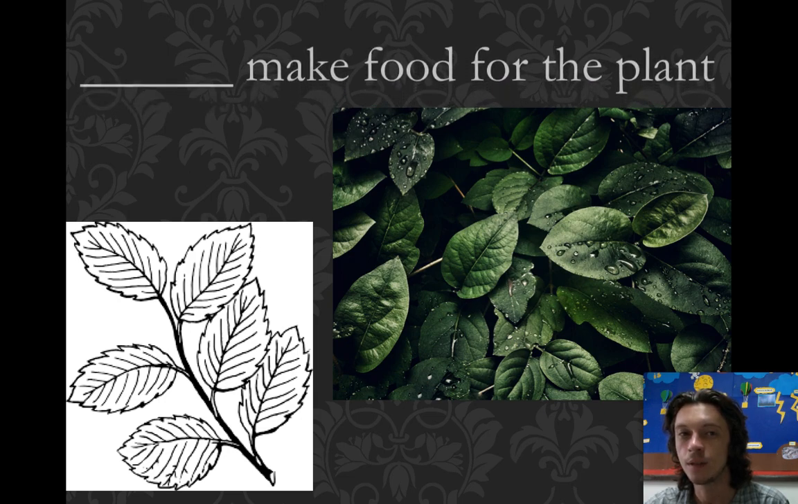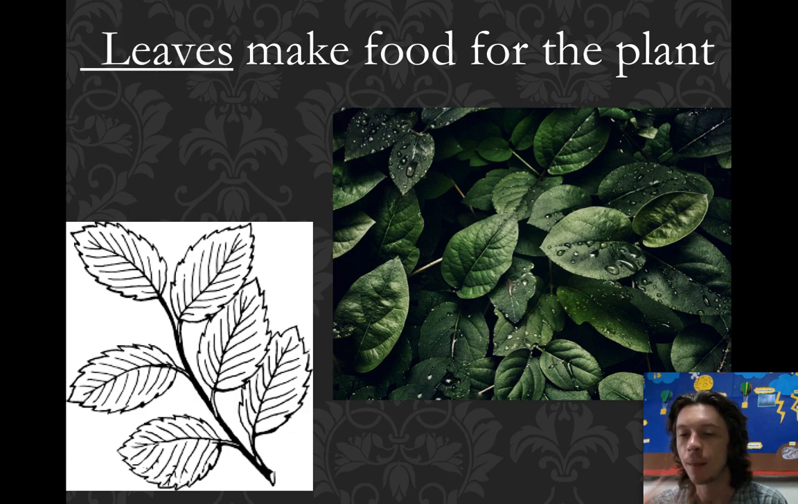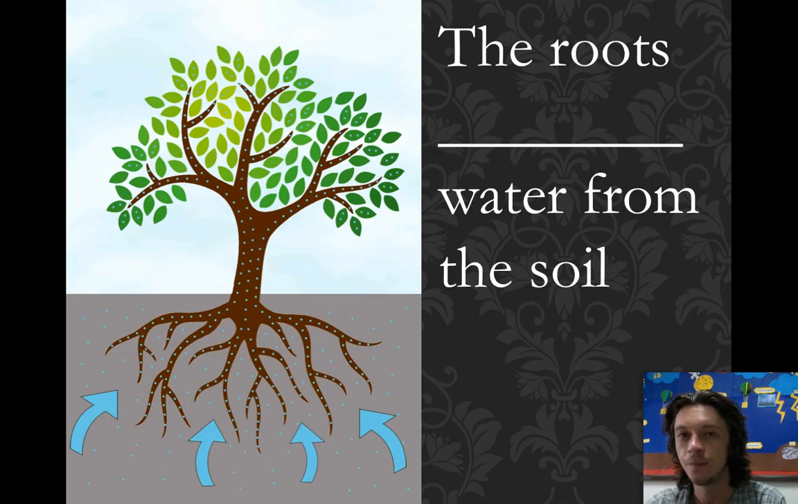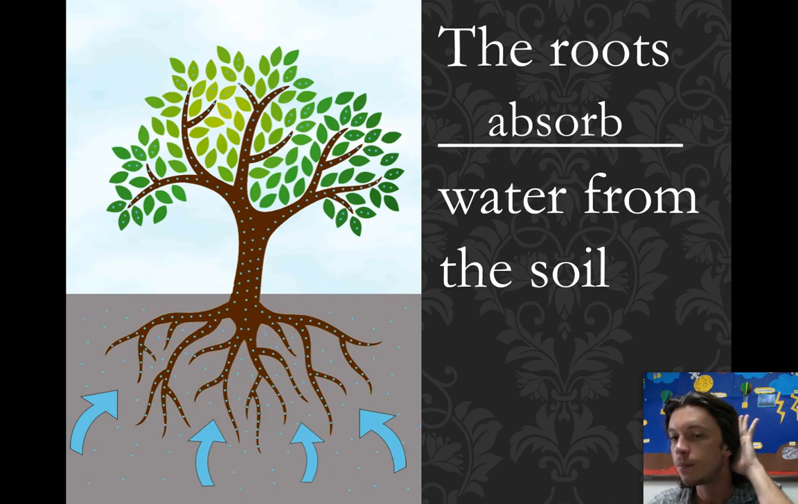Leaves. Leaves make food for the plant. Because plants do not eat animals. Plants do not eat plants. Leaves make food for the plant from the sun. The roots. We say absorb. The roots absorb water from the soil. Good.